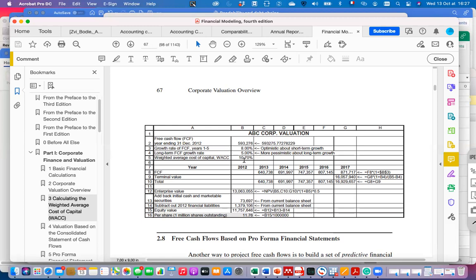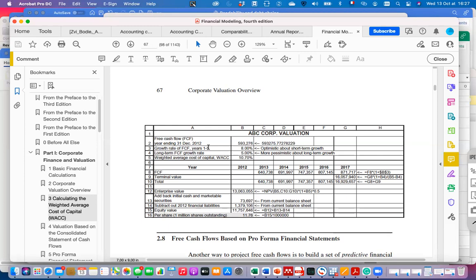So the first 4 rows are data that are given to you. The free cash flow is given to us, but we have computed it using the ABC spreadsheet, right? Now we know that we expect a growth rate of 8% yearly for the next 5 years. After that, we expect a lower growth rate, but still, 5%. And we have the weighted average cost of capital, or discount rate, of 10.7%.